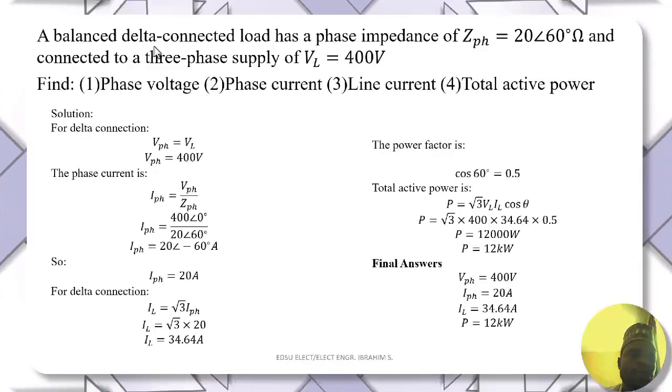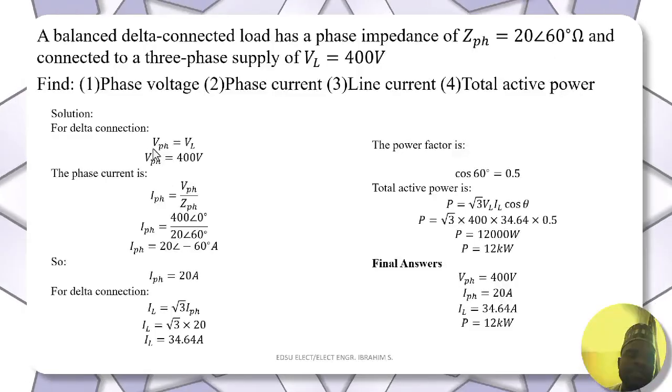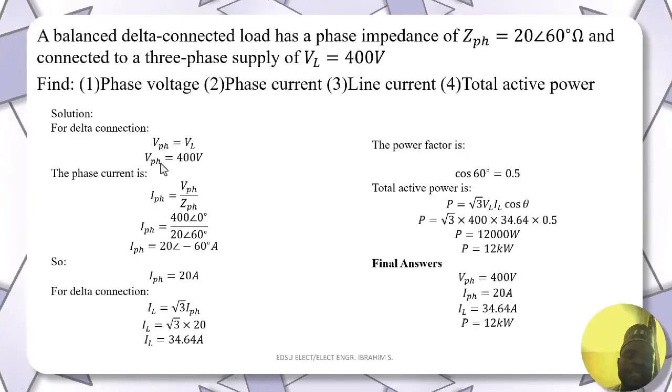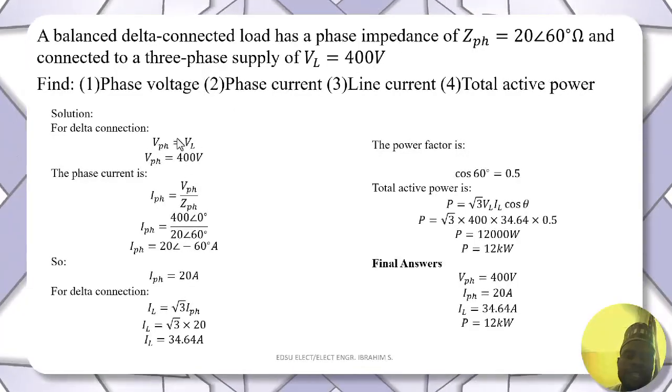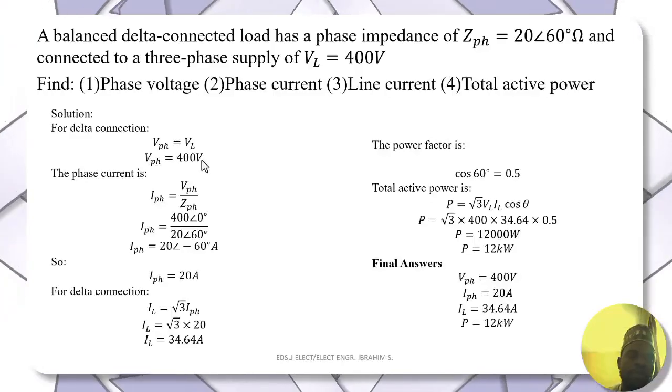Now, this is a delta connected system. Then it means my V phase and my V line are the same. So if my V line is 400, then my V phase should be 400 volts.